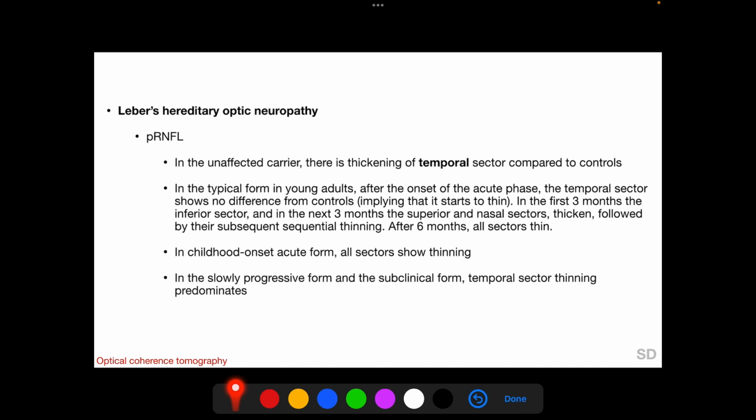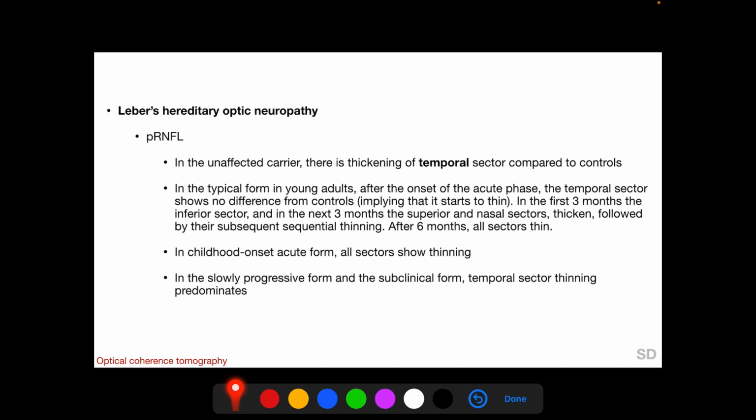Coming to LHON, a hereditary form of optic neuropathy and an important topic in neuro-ophthalmology. In LHON, the RNFL in the unaffected carrier shows a thickening of the temporal sector compared to controls.